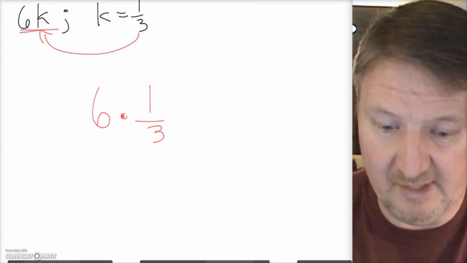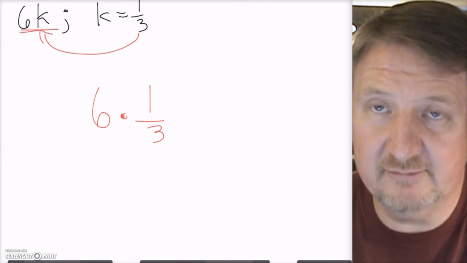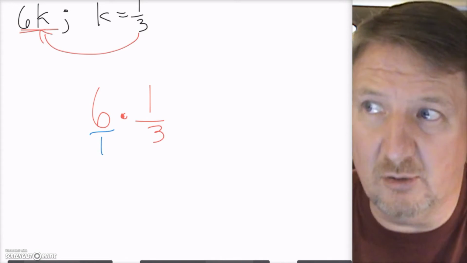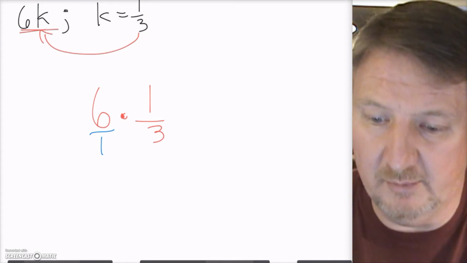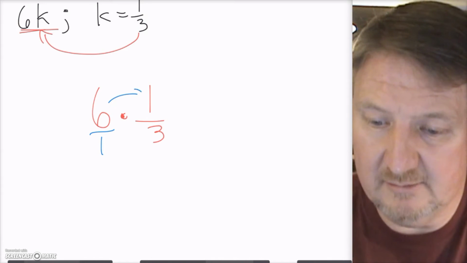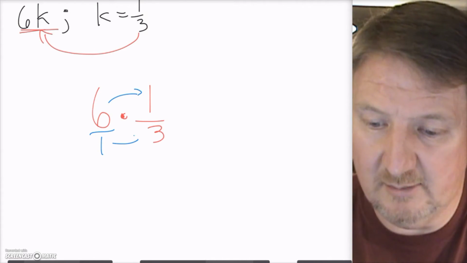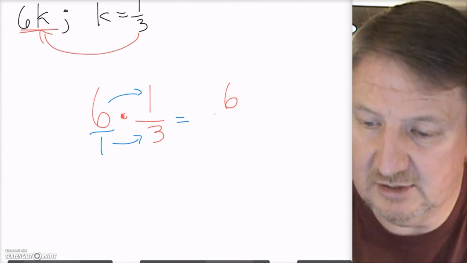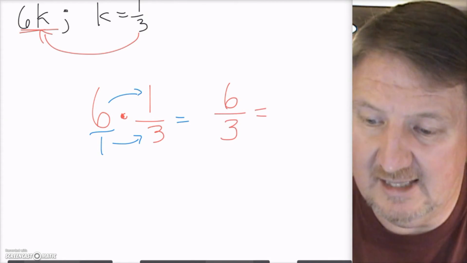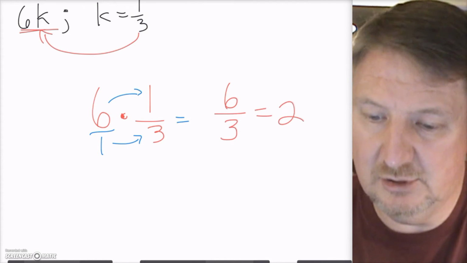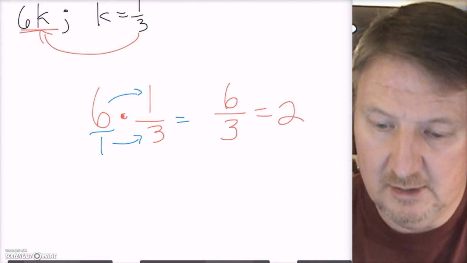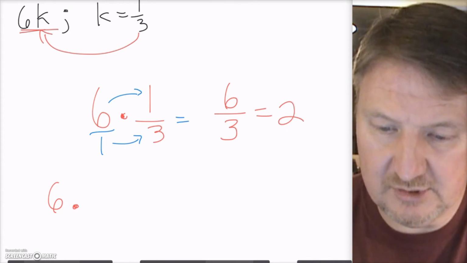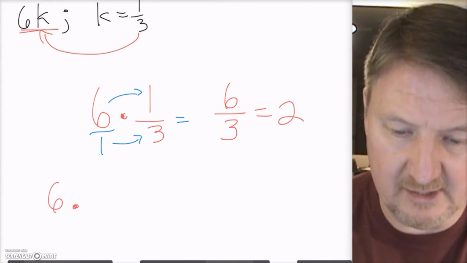Now we just think back to our multiplication of fractions and whole numbers. I turn this into a fraction. It's always going to be over 1 when we're doing it with a whole number. Then I multiply 6 times 1, and I multiply 1 times 3. And I wind up with 6/3, and that simplifies to 2. Let's back up one spot here.